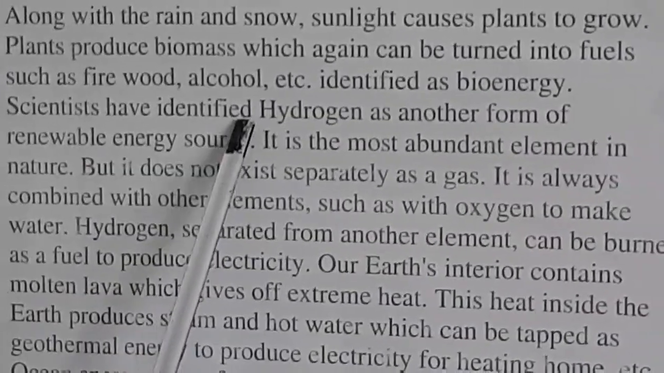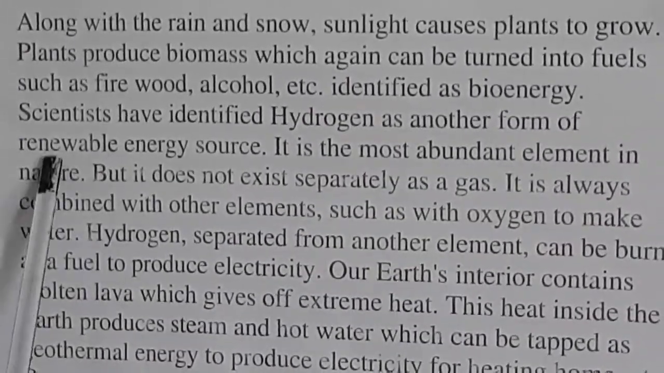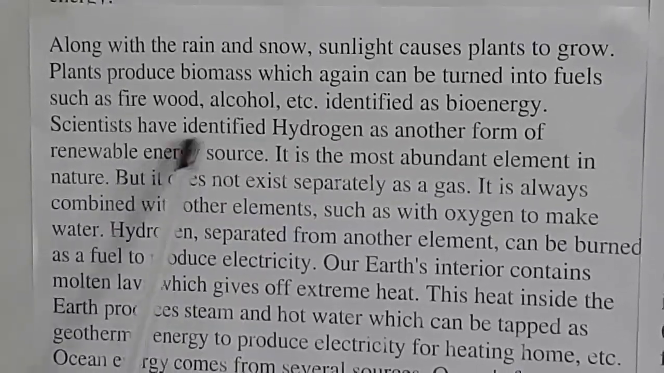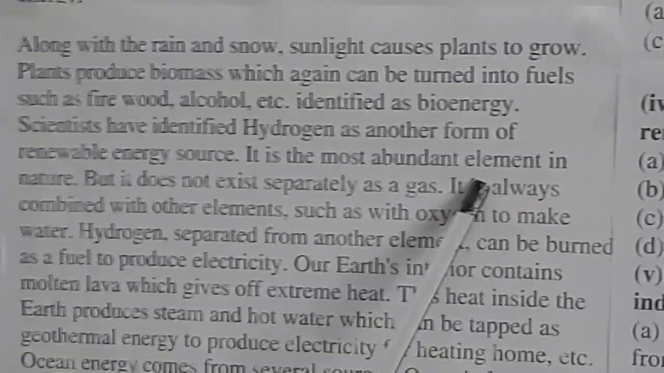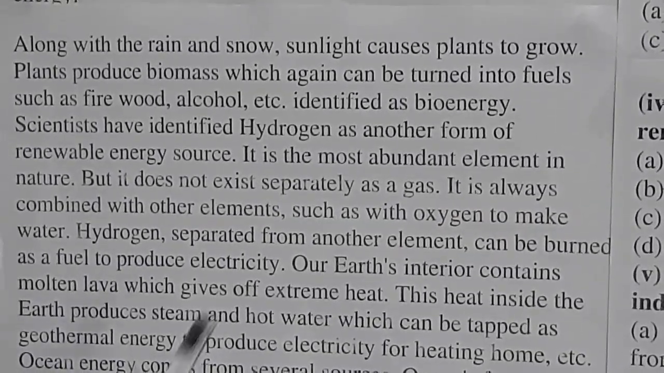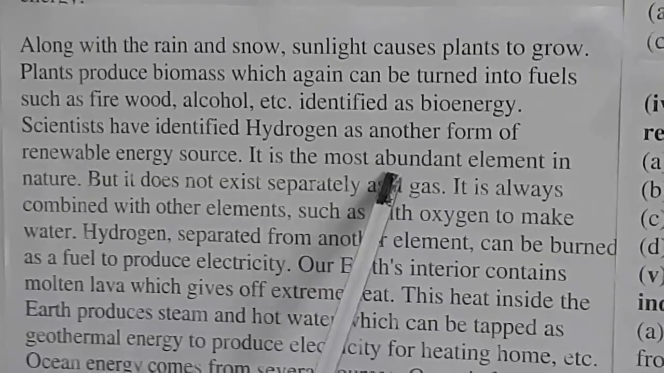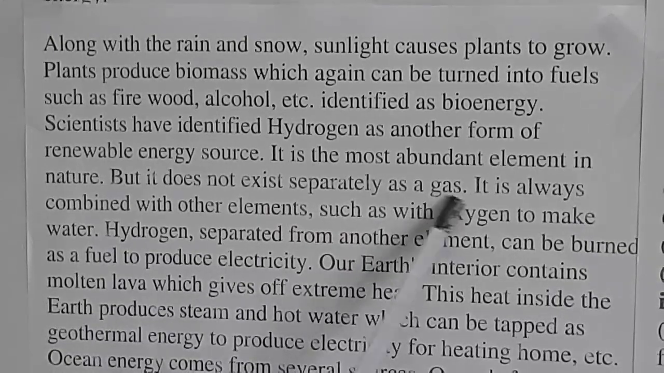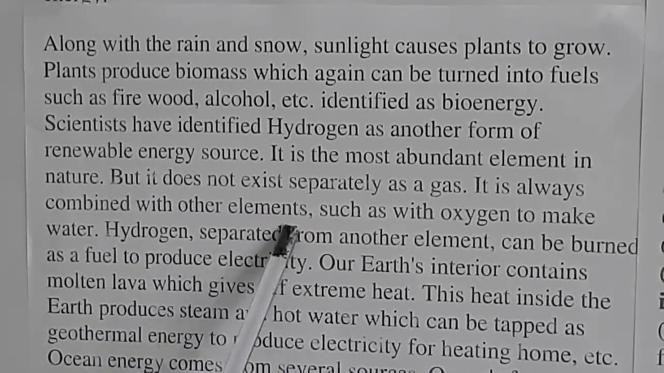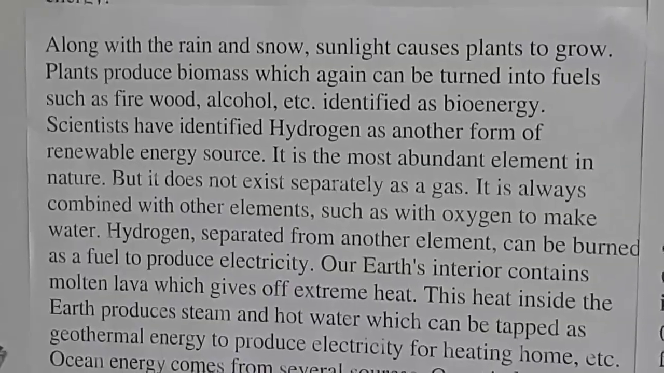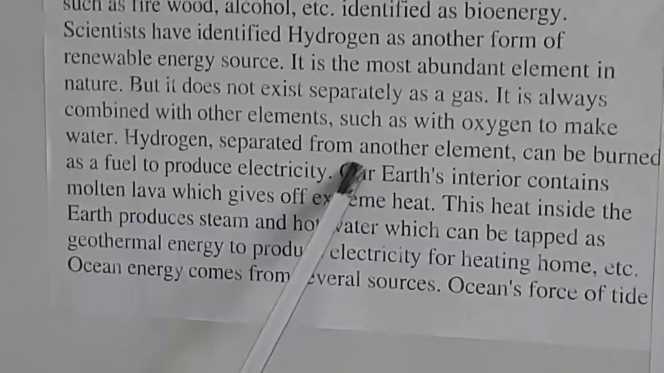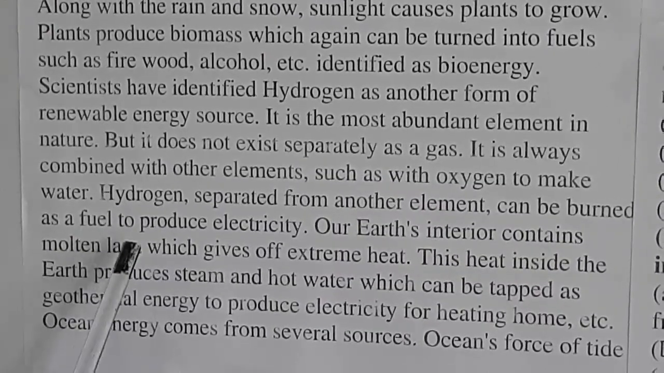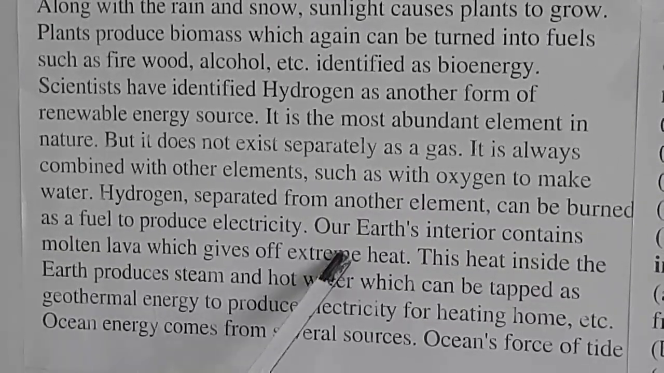Scientists have identified hydrogen as another form of renewable energy source. So this is also renewable energy, hydrogen. It is the most abundant element in nature. Abundant means ample, huge, plenty element in nature, but it does not exist separately as a gas. It is always combined with other elements such as with oxygen to make water. Hydrogen separated from another element can be burnt as a fuel to produce electricity.